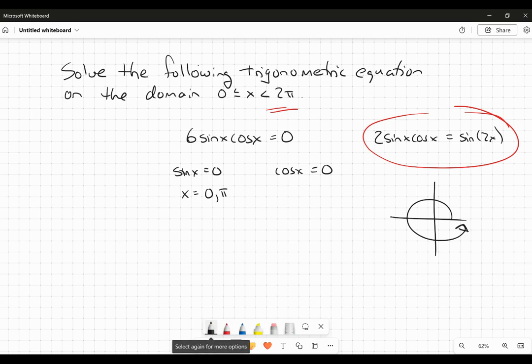Now, cosine is always associated with the x-coordinate. So as you're going around the unit circle, for what angles does the x-coordinate go to 0? And the answer is that's going to happen on the y-axis. So when the angle here is pi over 2, or 3 pi over 2. And so those are our answers. And if we put them in order, that would be 0, pi over 2, pi, 3 pi over 2.